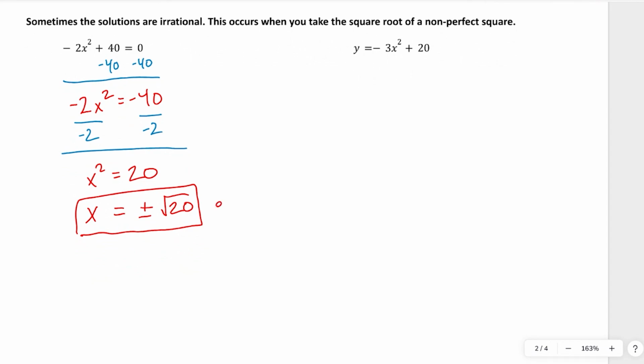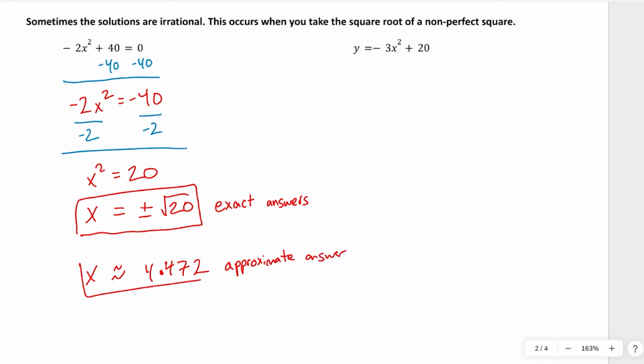So this is what we'll call the exact answers or solutions. And then x is approximately plus or minus 4.472. I'm not going to be too picky about how many decimals you go out, and most of the time I won't even ask for the decimal anyway. But if it's a multiple choice question, you want to know how to put that in. That's considered the rounded answer or the approximate answer. So the square root of 20 is right around 4.47.